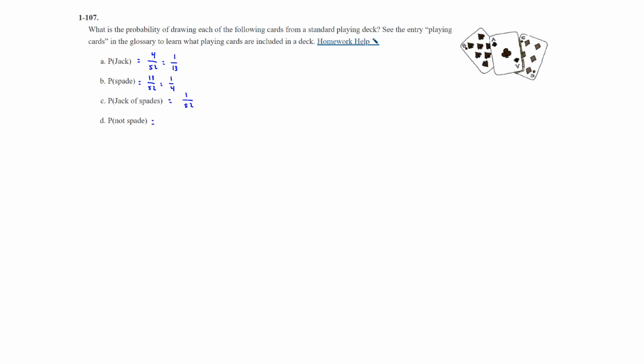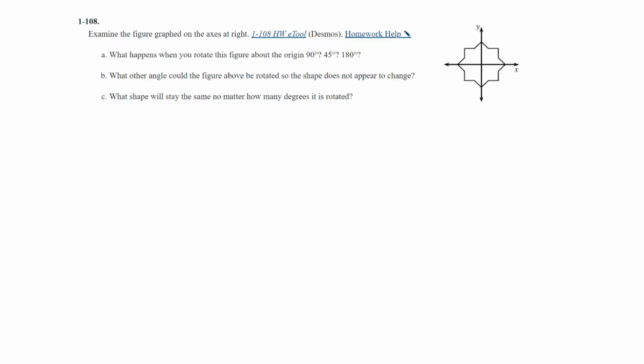And then the probability of not pulling a spade, so that's hearts, diamonds, and clubs, that would give you 39, because there'd only be 13 that are spade, so 39 that are not spade out of 52, which reduces to 3/4.